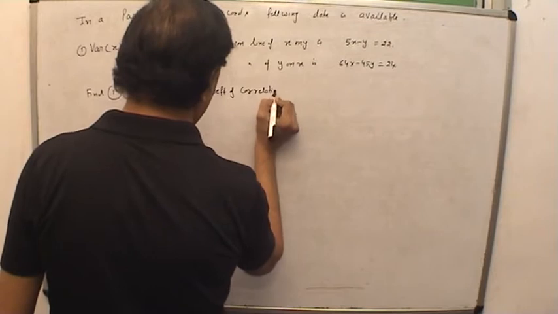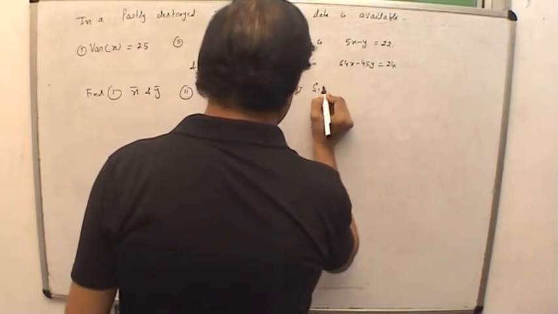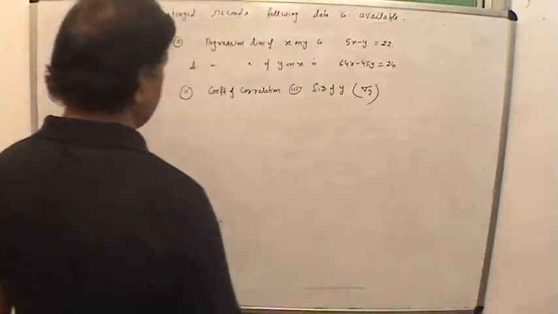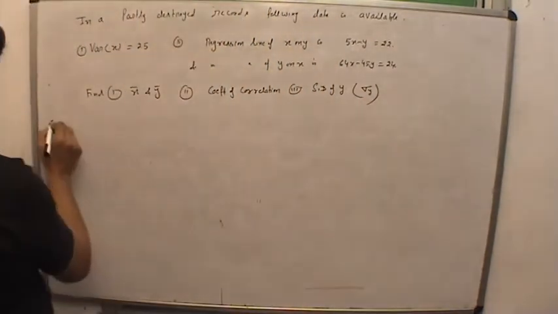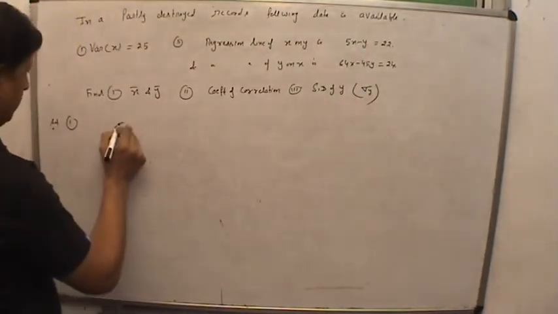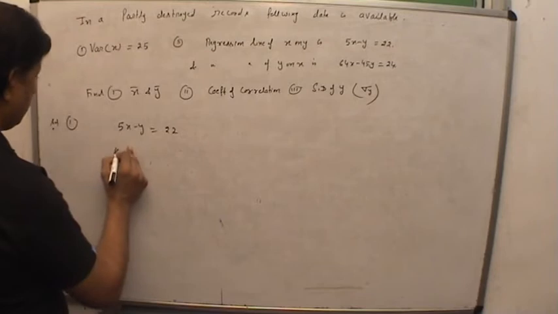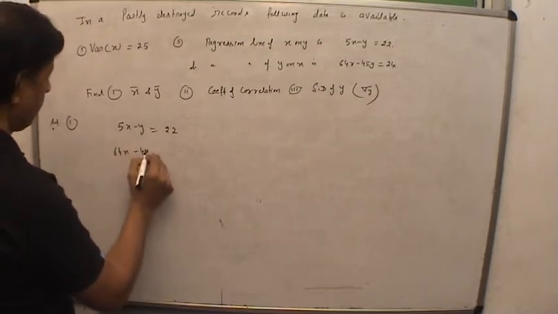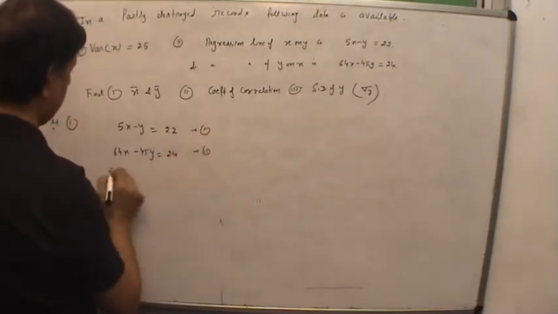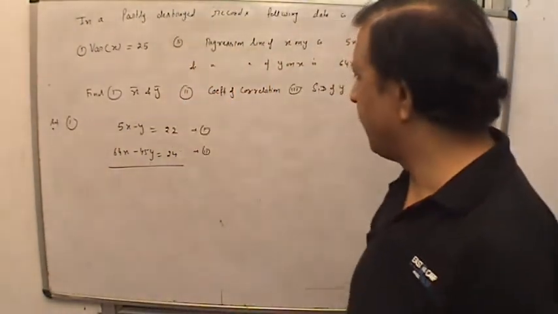That is r. And number 3, the standard deviation of y, which we denote by sigma y. Now first of all, we can solve the first part very easily. These are the two lines: 5x minus y is equal to 22 and 64x minus 45y is equal to 24. That's equation 1 and equation 2. We can solve them by any simple algebraic method. Here we shall use the elimination method.